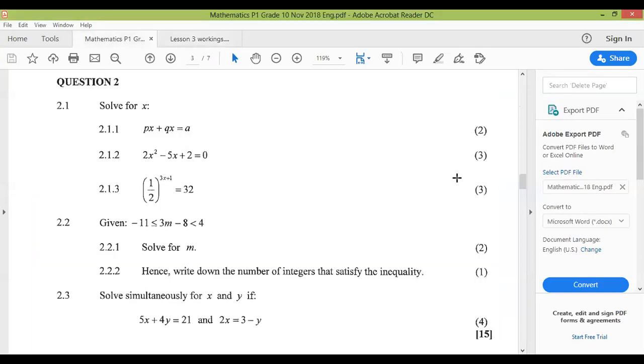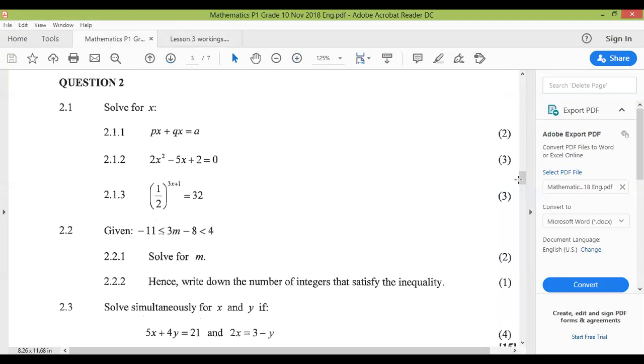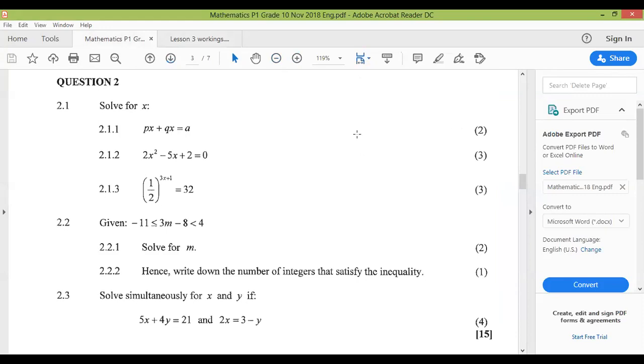Okay, guys. Today I'll be looking at these questions. This is the DBE November 2018 question 2. I hope everything will make sense after the lesson. You'll be able to understand how to solve for x.